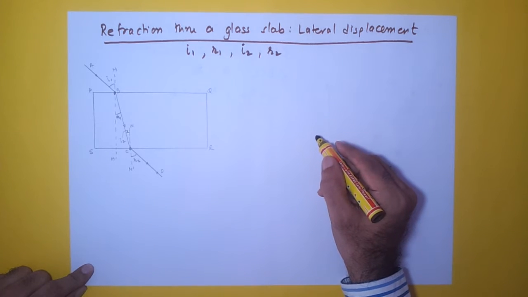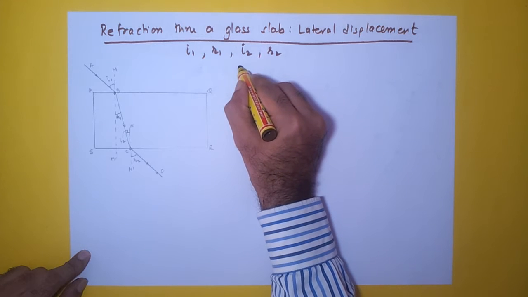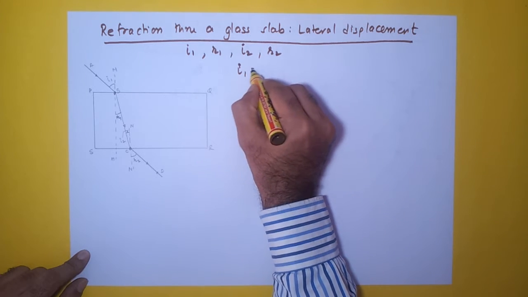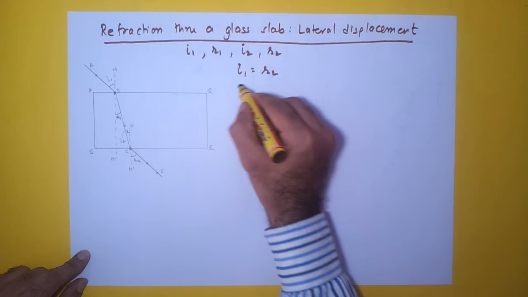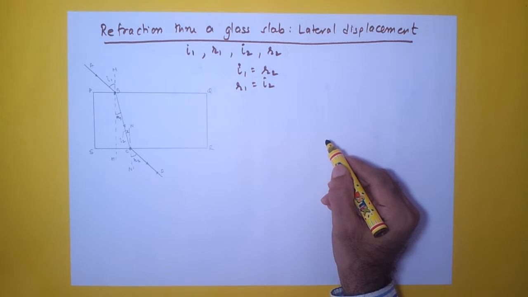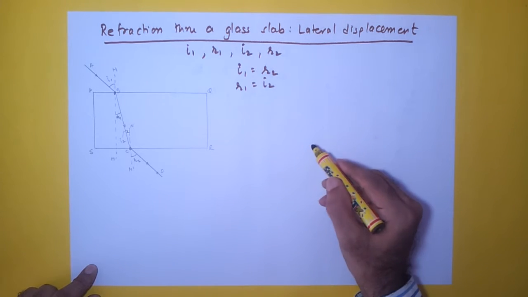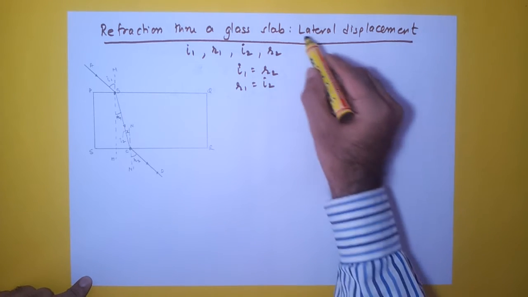Now earlier we have already shown that angle I1 and angle R2 are equal. Angle I1 is equal to R2, and R1 is equal to I2. So this is how, based on geometry and Snell's law of refraction, we can prove that these two angles are equal. In this video, what I'll be focusing on is trying to understand lateral displacement.